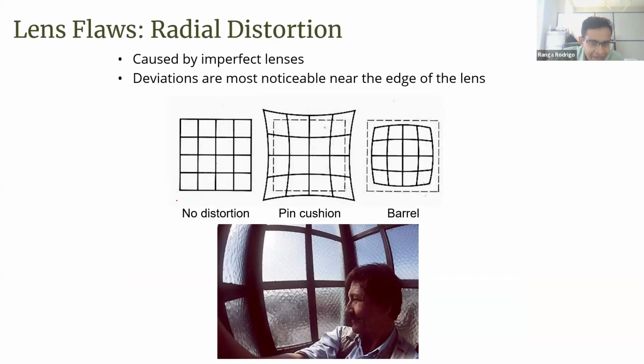Now, if you take a rectangular grid like that, when there's no distortion, the lines are straight. But there's a thing called pincushion distortion. Then lines are bent like that. And then barrel distortion, where lines are bent like that and look like a barrel here. So you can see this is an example of barrel distortion.